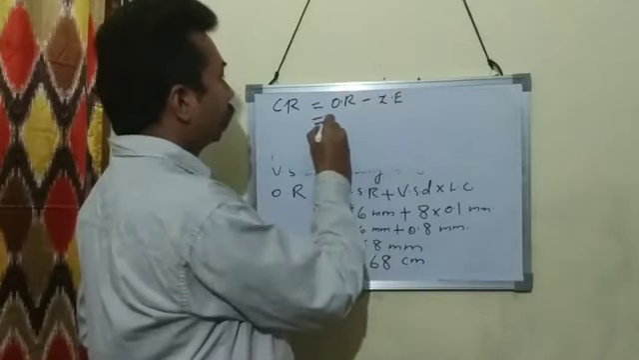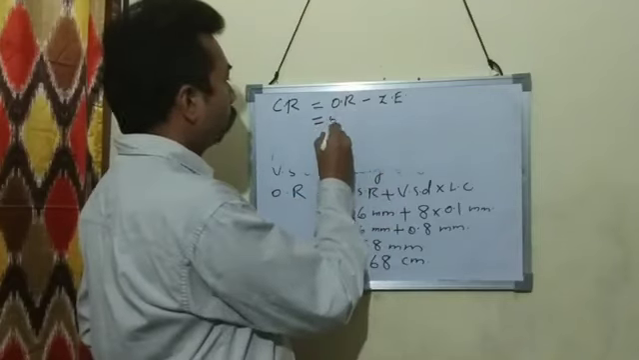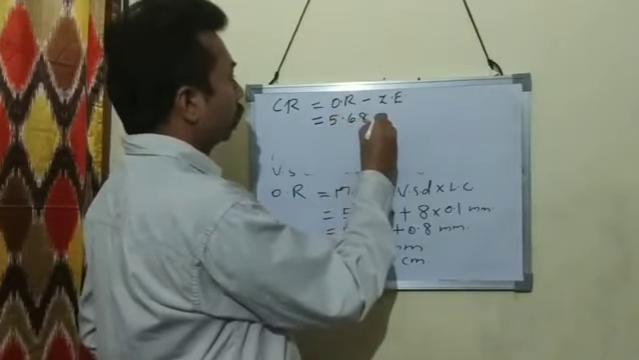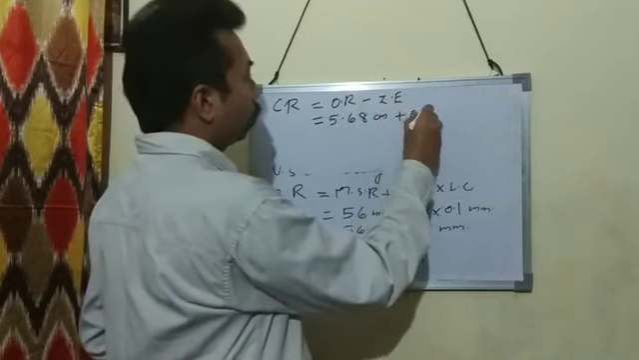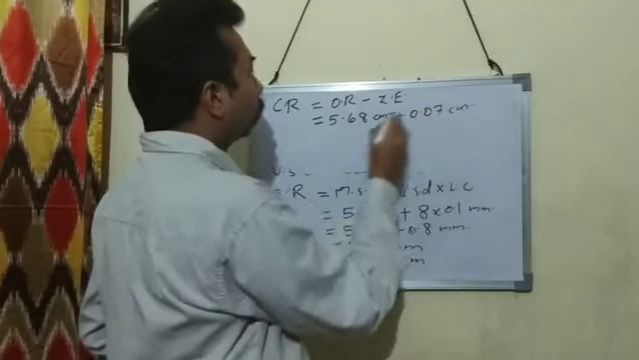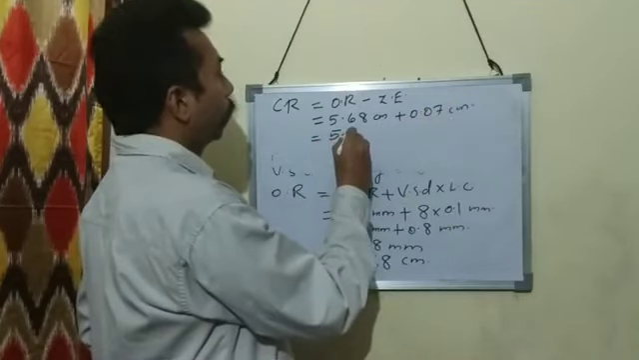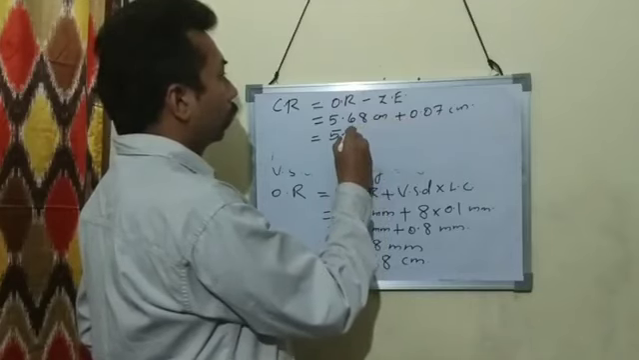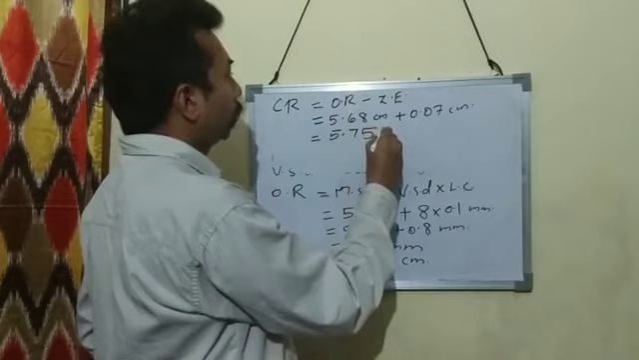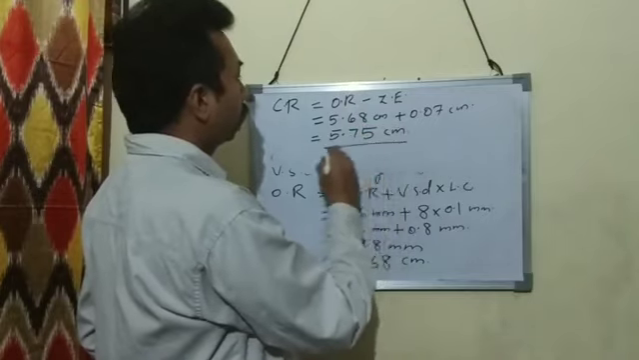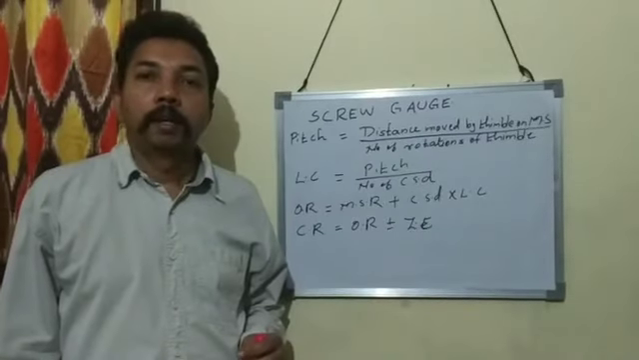Since there is negative error, we have to add it. So 5.68 centimeter plus 0.07 centimeter, that is 5.68 plus 0.07, which is equal to 5.75 centimeter. This is the corrected length.